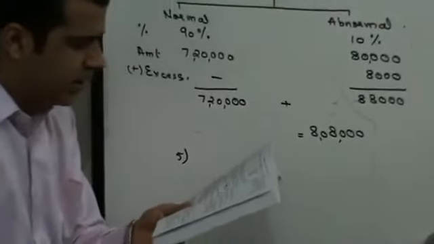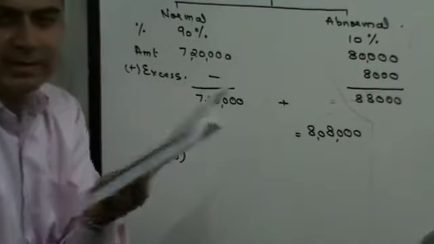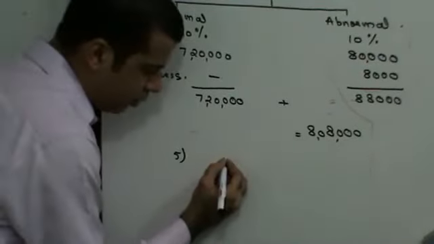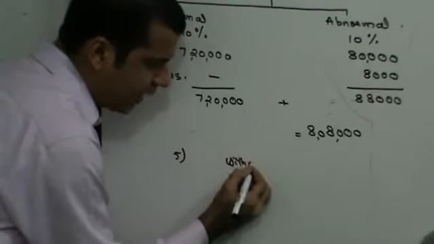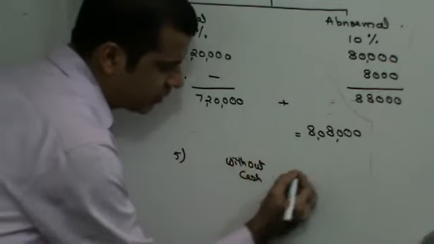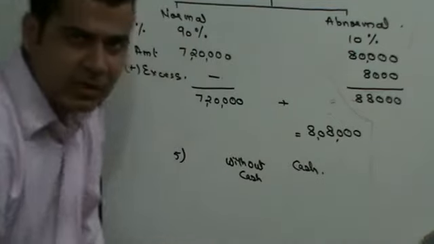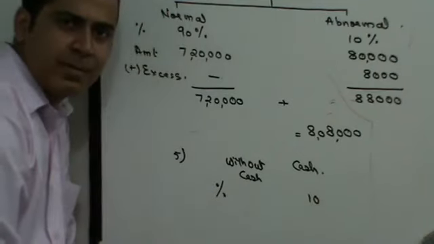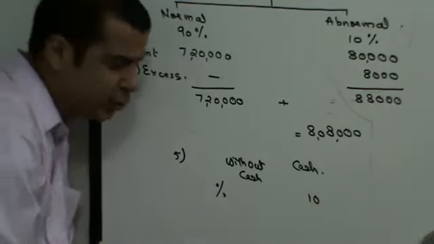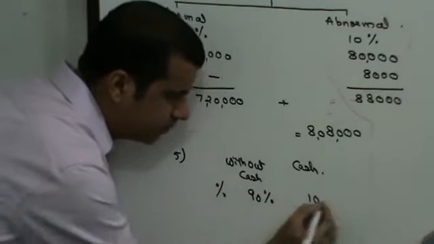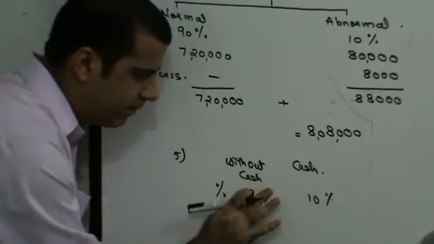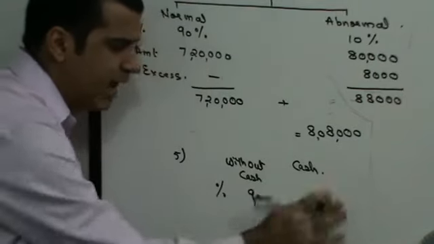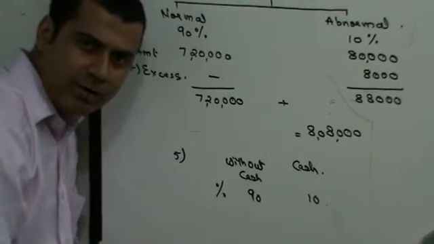Now let us see the last adjustment, the 8th adjustment. Cash and bank balance is to be maintained at 10% of working capital. If cash and bank balance is maintained at 10%, that means my working capital without cash should be 90%, right? If 10 rupees out of 100 is cash, that means the balance 90% should be non-cash working capital.